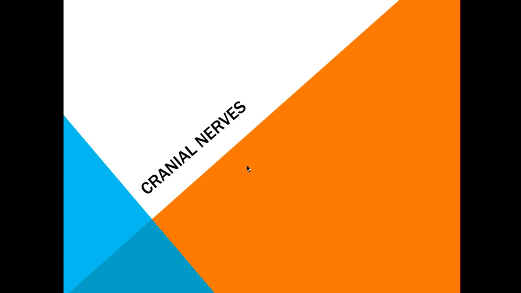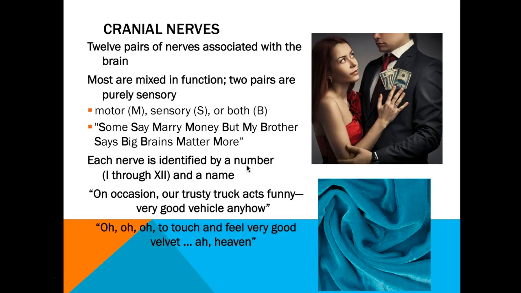Now let's move into your cranial nerves. Your cranial nerves are set up to be 12 pairs that are associated with the brain, but keep in mind that they belong to the peripheral nervous system. The cranial nerves can be sensory, motor, or both, meaning we can have fibers coursing through the nerve that are motor and some will be sensory.